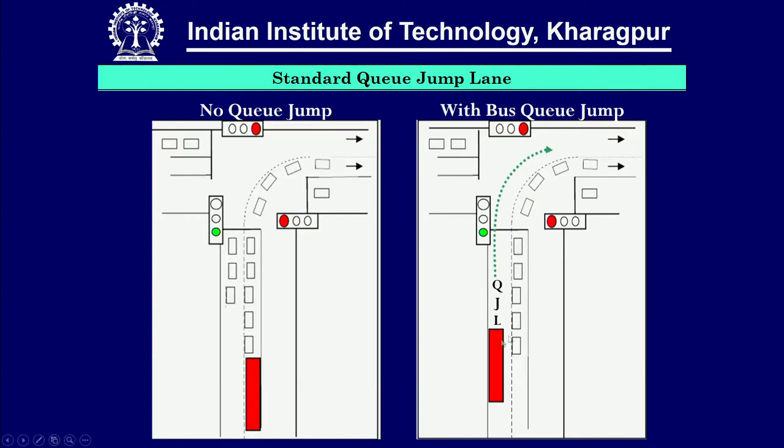For example, in this case, you can see the present scenario is that vehicles are using both sides of the traffic stream and the bus is stuck at the back of the queue. Now, if you provide a queue jump lane, the bus can jump the queue and utilize the green signal to make the movement at the intersection. Now, in case of providing only a queue jump lane, there may be some conflict near the intersection if different turning movements are allowed.